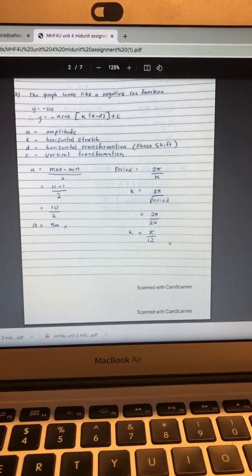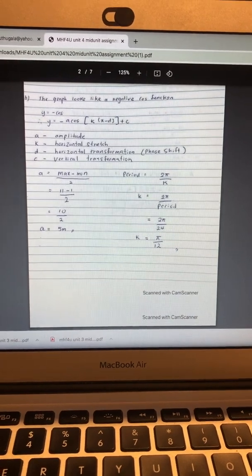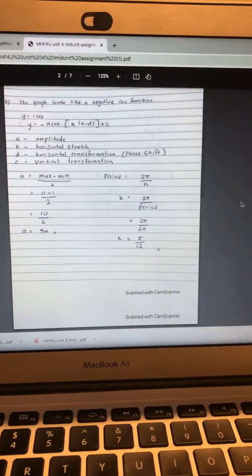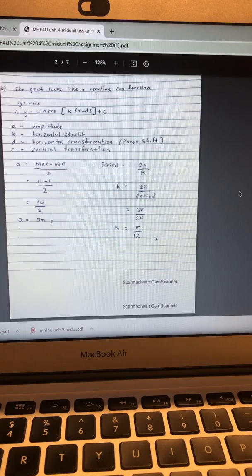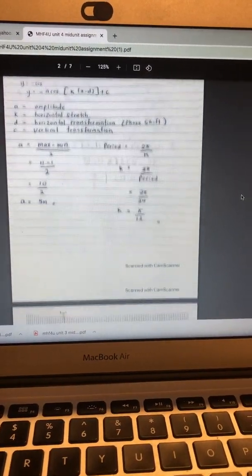So again, A is equal to maximum minus minimum divided by 2, where 11 minus 1 divided by 2 is 10 by 2, where A is equal to 5 meters, and the period would be 2 pi by k, where k is equal to 2 pi by the period, where 2 pi by 24 is going to be the k value, so k is equal to pi by 12.